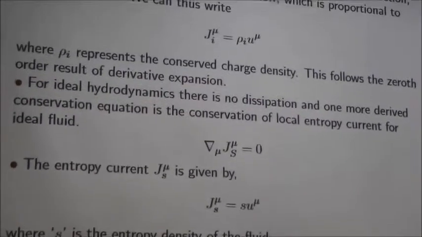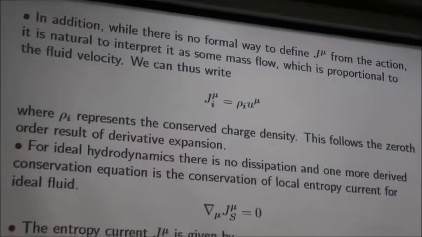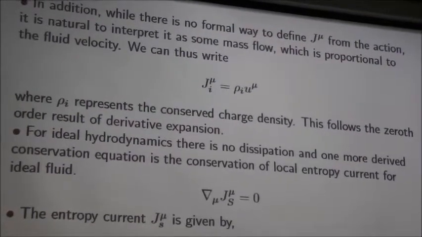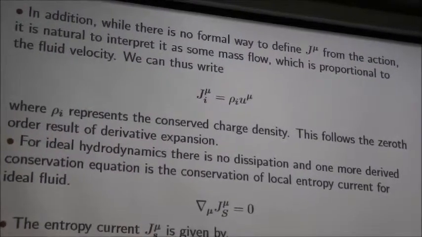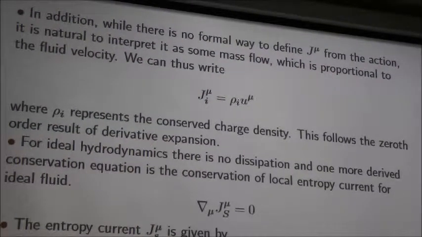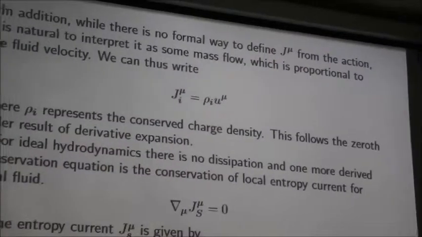In addition, there is no formal way to define J mu from the action. Normally in the fluid literature, people define J mu in a higher derivative expansion. So taking the first order derivative expansion, I can express J mu as rho times U mu, where U mu is the velocity and rho is the conserved charge density. This follows from the zeroth order result of the derivative expansion by Rangamani and other groups.